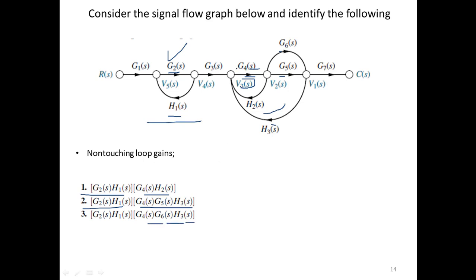All these three loops are touching. There are three loops inside this, and you see that these have common nodes involved. That is why these are touching loops, so we are not going to write these. We are only going to write those loops that are non-touching.